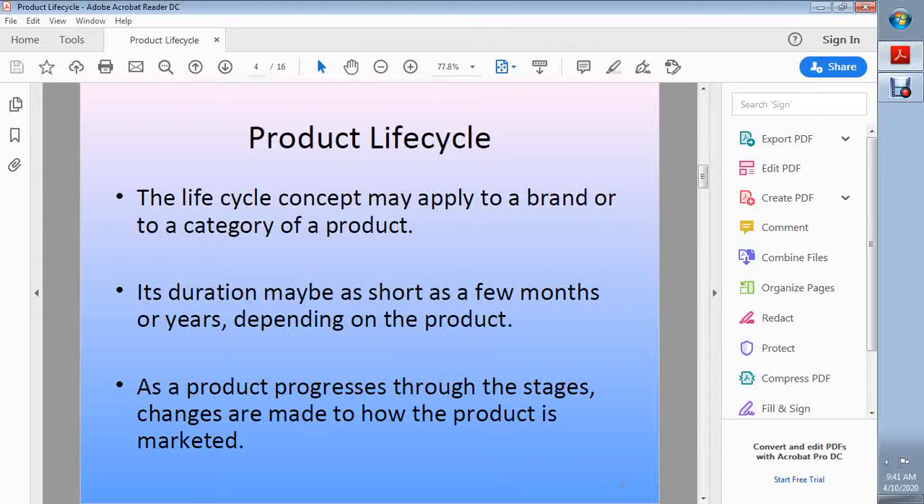The life cycle concept may apply to a brand or a category of a product. Its duration may be as short as a few months or years, depending on the product. As the product progresses through the stages, changes are made to how the product is marketed.